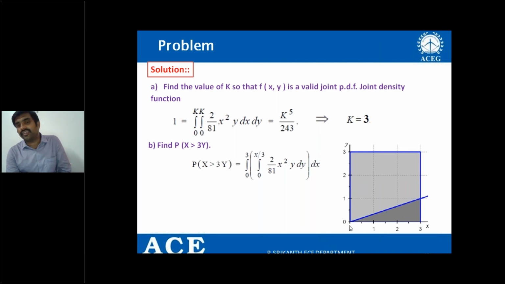That is x is taking the values from 0 to 3. When x is taking the values from 0 to 3, since the condition is given x greater than 3y, ultimately y will be less than x by 3. If x equal to 1, 1 by 3. X equal to 2, 2 by 3. X equal to 3, 3 by 3. That is y less than x by 3. So this particular area probability must be calculated.